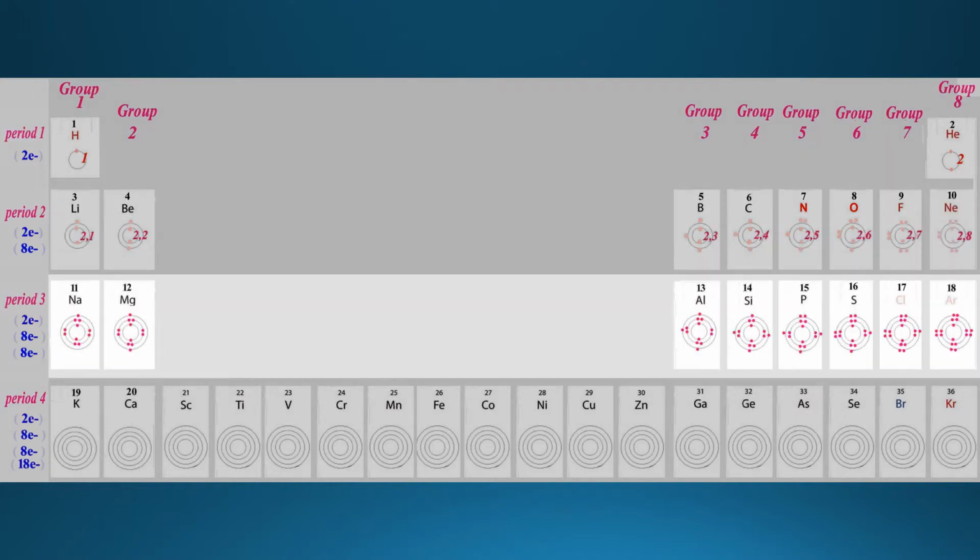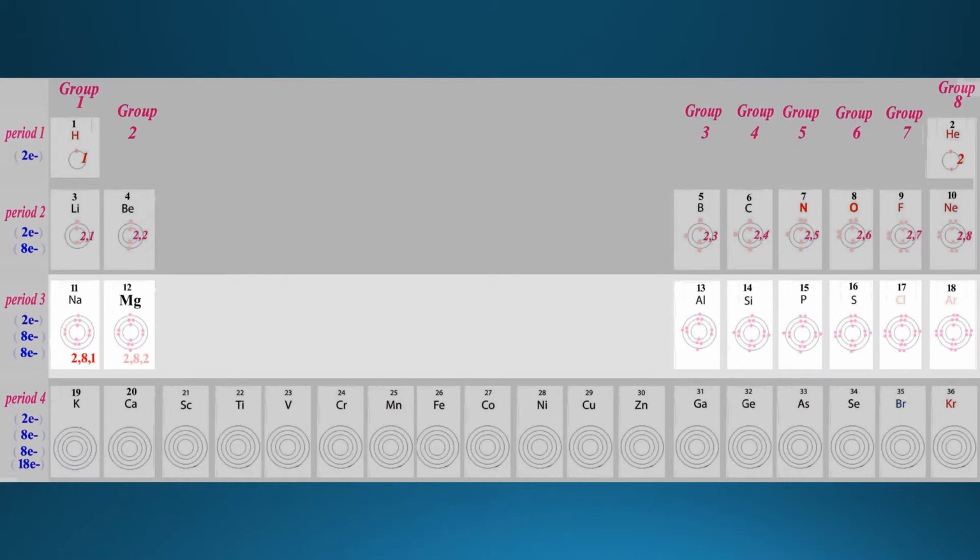Period 3 will have 3 shells. So the inner shell fills first, the second shell fills second, then the remaining fill the last. Now you have 11 protons. You must have 11 electrons. How does it fill? First shell takes 2, second shell 8. How many now? That is 10. 1 more goes to the next shell, the third shell. So the third shell has only 1.